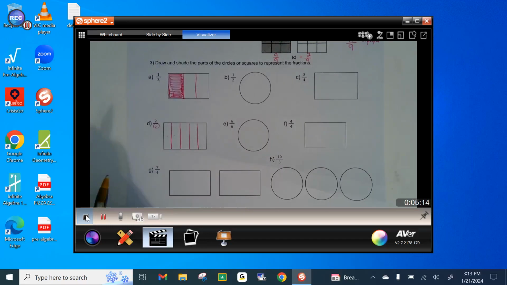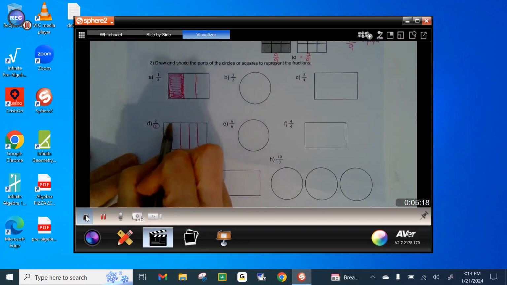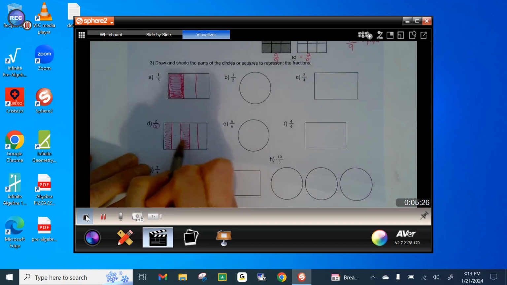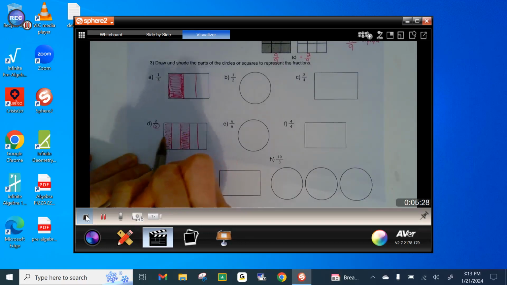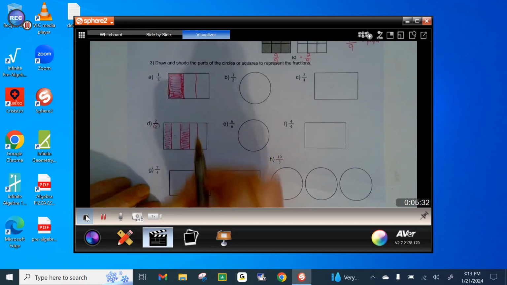Más o menos. Now I want to shade 2 of those to represent 2/5. So it doesn't matter which 2 you shade. I could shade this one and this one if I wanted to. That's going to just mean that we shaded 2 out of the 1, 2, 3, 4, 5, and that represents that fraction, 2 out of 5.